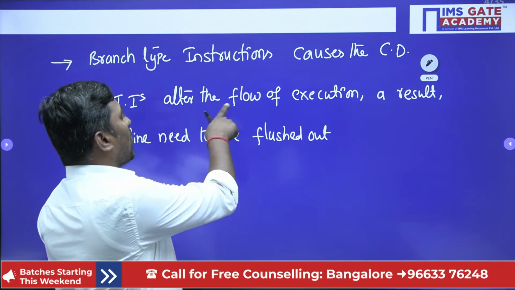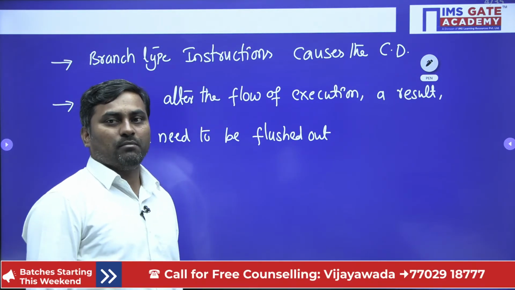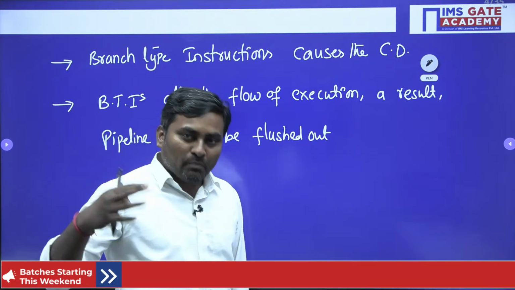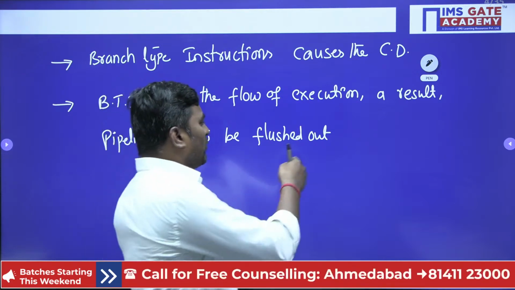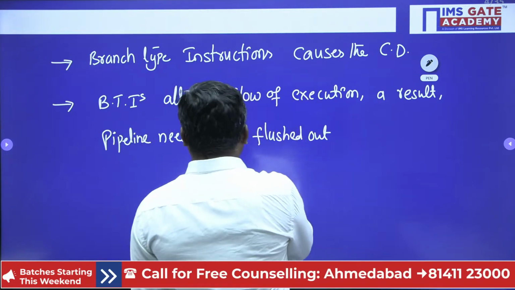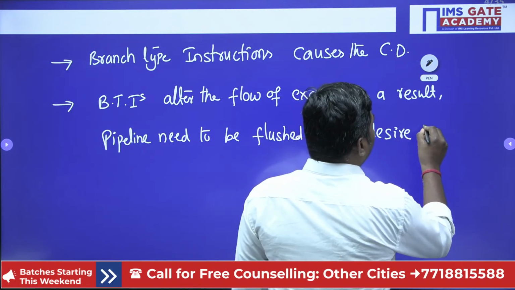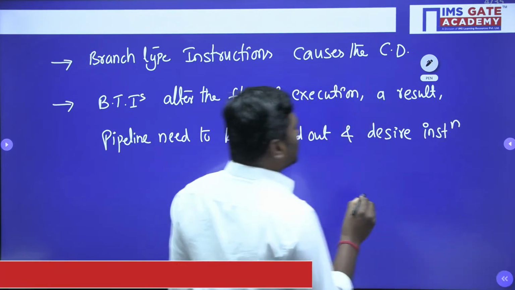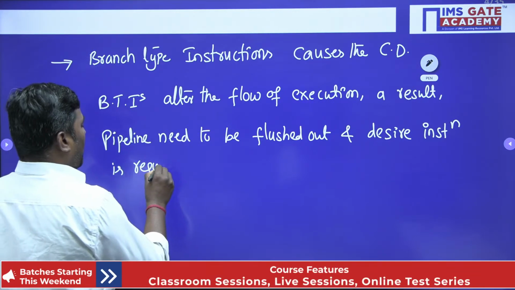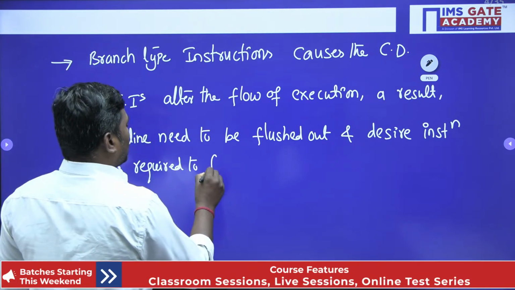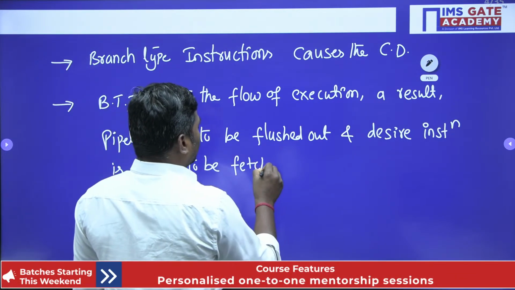Branch type instructions alter the flow of execution. As a result, what needs to be done? You have to flush out the instruction pipeline. Means unwanted instructions might be fetched into the instruction pipeline, and they need to be flushed out. If I flush it out, what happens? The pipeline needs to be flushed out, and the desired instruction is required to be fetched in the next cycle. Please observe.